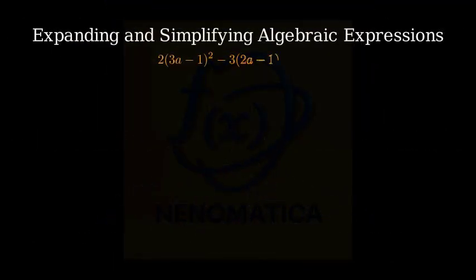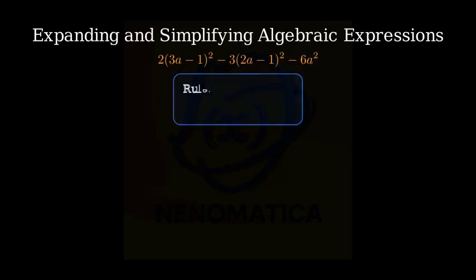We'll look at the step-by-step process of working through the following expression: 2 times the quantity 3a minus 1 squared, minus 3 times the quantity 2a minus 1 squared, minus 6a squared. Let's begin our simplification process. First, we'll expand the perfect squares using the formula. The square of a binomial equals the product of the binomial with itself.